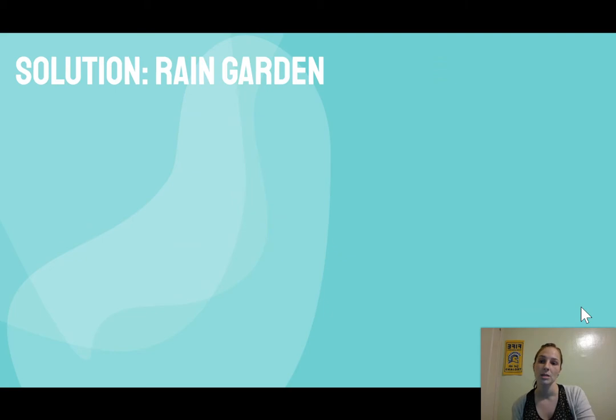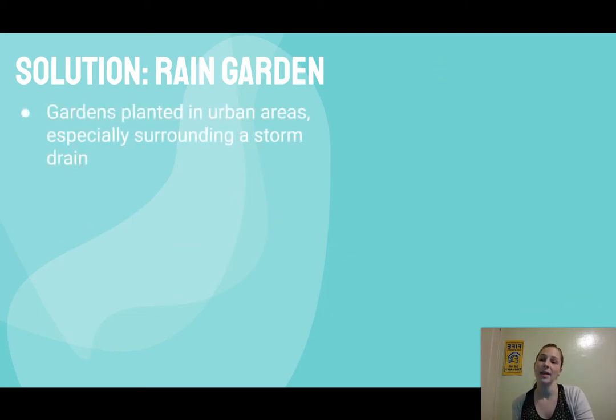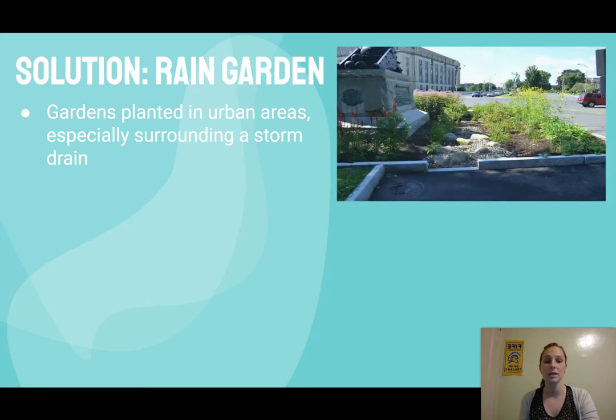So another solution that we have is a rain garden. And these are going to be gardens that are planted in urban areas, especially surrounding the storm drains. So this is going to give you an example of it. If we're going to have water that's running off, it can go into this area, which we've got like a garden, and this is going to be an area where the water can actually get in contact with the ground so that it can start infiltrating it.